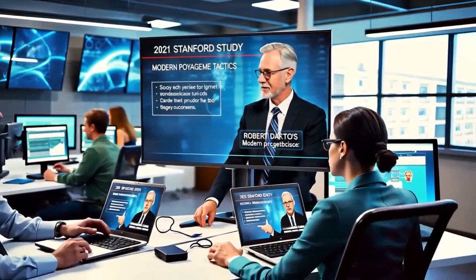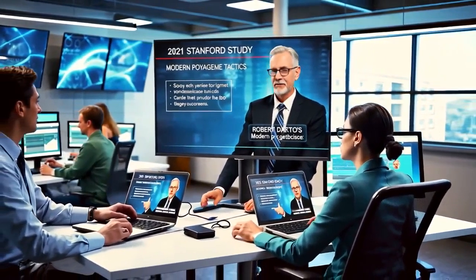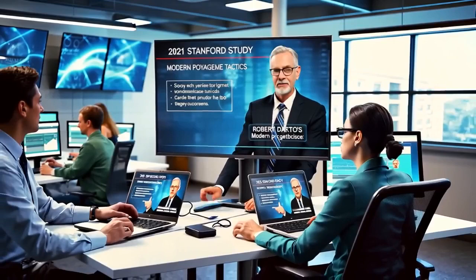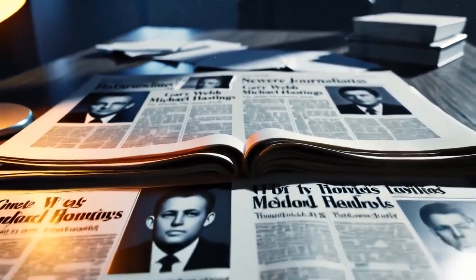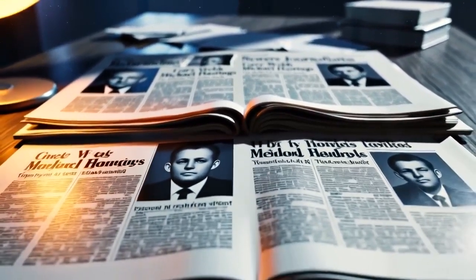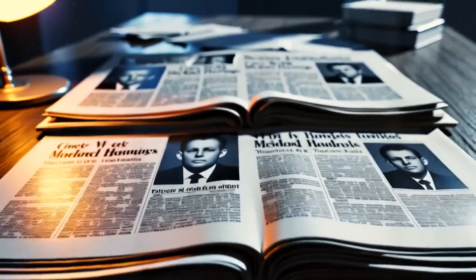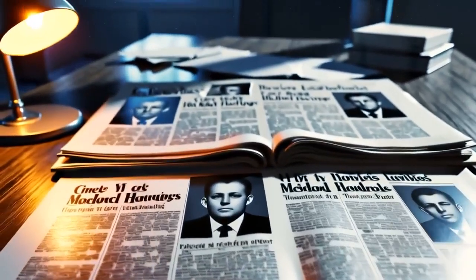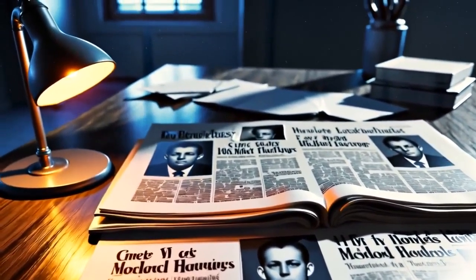Gary Webb, whose 1996 San Jose Mercury News series linked the CIA to the crack epidemic, faced smears and died by suicide in 2004 with two self-inflicted wounds. Michael Hastings, who exposed military corruption in Rolling Stone, perished in a 2013 car crash deemed suspicious by associates. These cases, corroborated by journalistic archives, serve as stark deterrents.